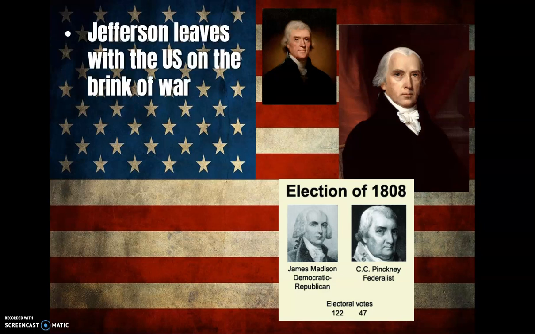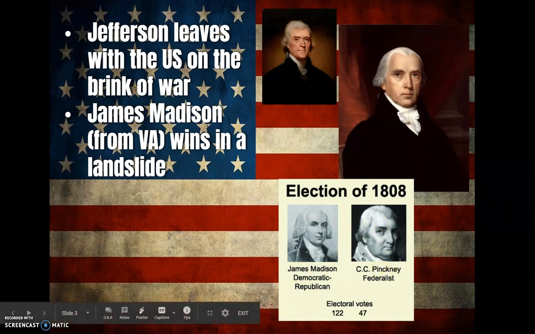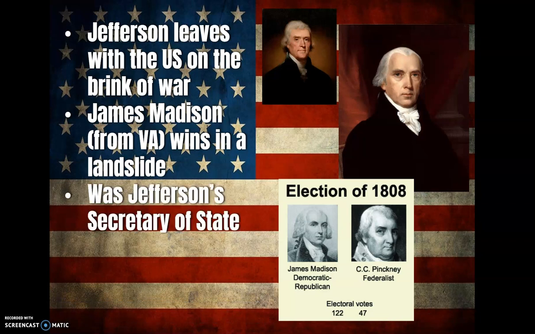America at this point is financially really struggling. We're having issues with the British, but he steps down and another Democratic Republican, James Madison, is elected. James Madison is also from Virginia. 4 out of the first 5 presidents are all from Virginia, and he wins easily. As you see down here, the election of 1808, this little box right here, Pinckney, of course, was defeated. Pinckney will run again and again and will not win. So Madison is now president.